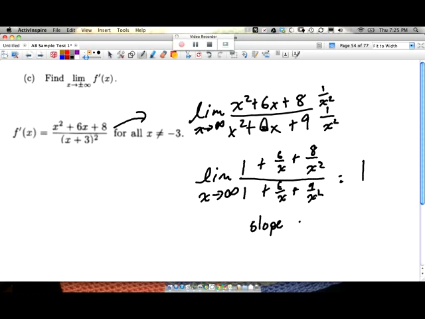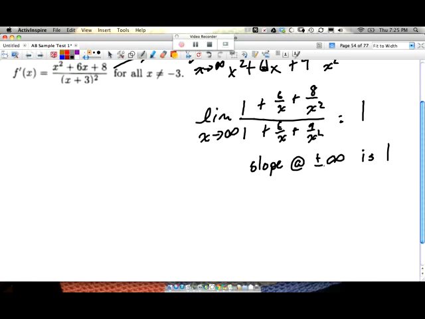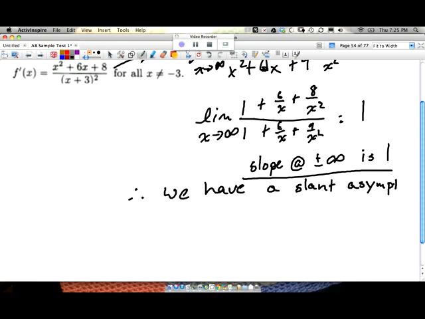Which means the slope at plus or minus infinity is 1. Now this is kind of crazy. We haven't really talked about this a lot this year, but when you have a slope, it kind of evens out on a specific slope. That gives you a slant asymptote. That means that we have something called a slant asymptote with slope 1.